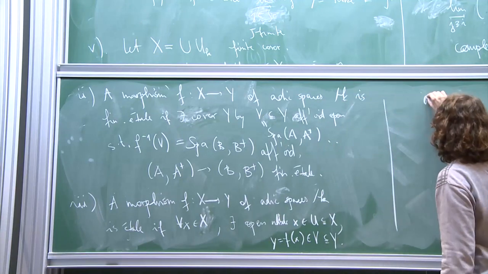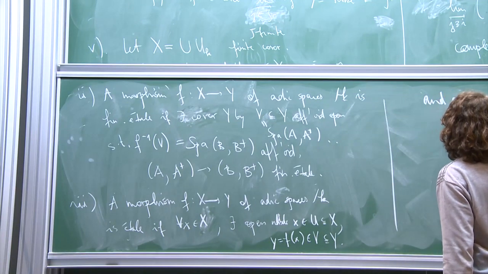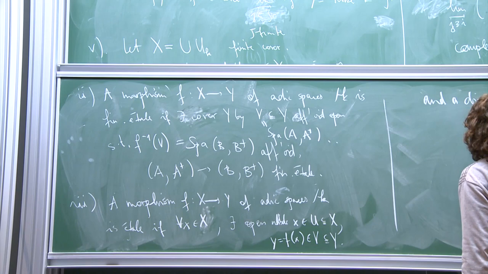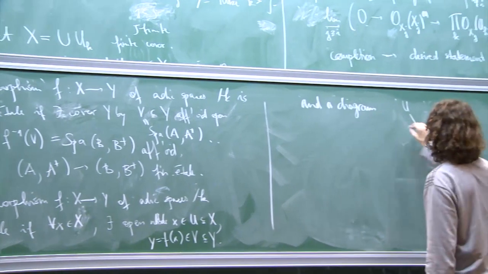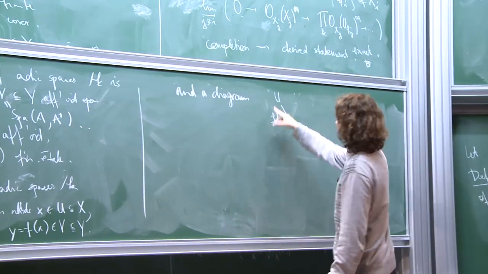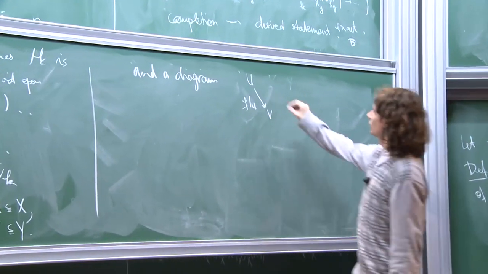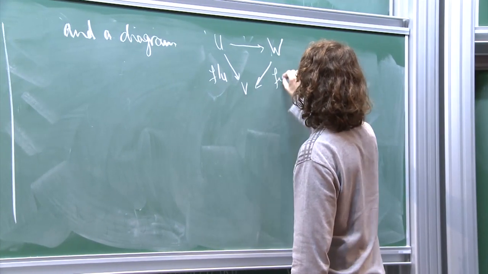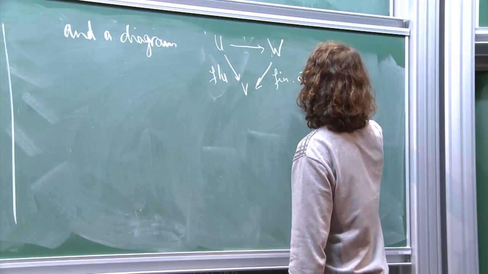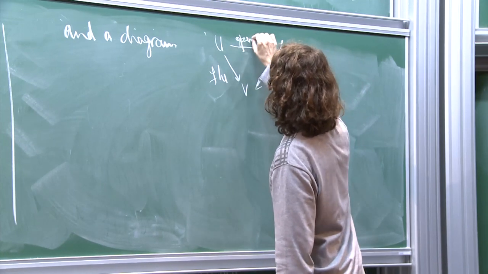and a diagram. Now you have this map from U to V, which is just this map restricted to U. So the image of U should be contained in V. And it requires that we can complete this to a diagram where this map is finite étale, and this is an open immersion.